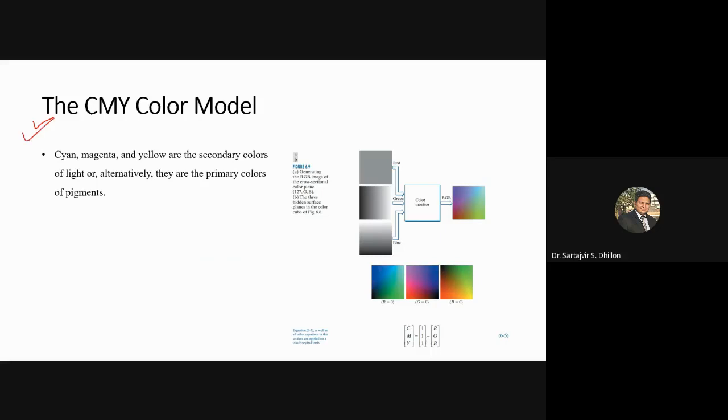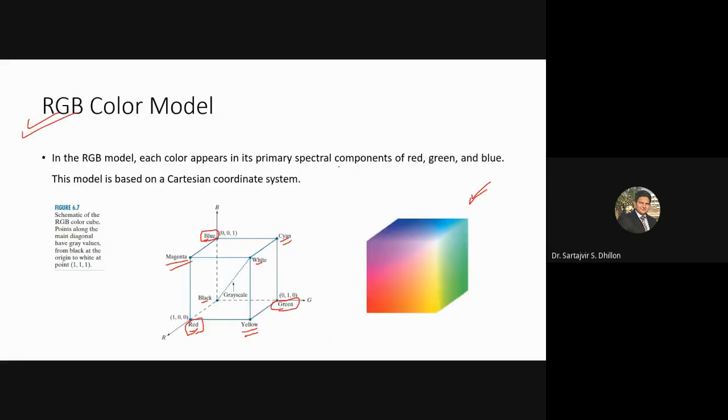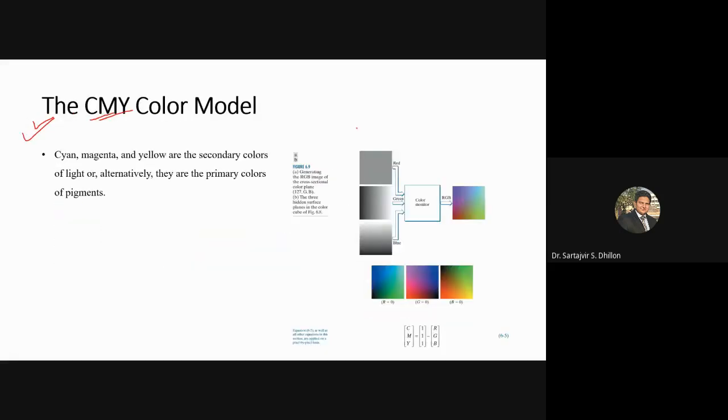CMY refers to cyan, magenta, and yellow, which are the secondary colors of light, and they are the primary colors of pigments. In this figure, you can see the RGB image generating cross-sectional color planes. There are three different colors: red, green, and blue. And the bottom one represents the three hidden surface planes in the color cube. So please note that in order to generate a color image, you need three different colors: red, green, and blue.